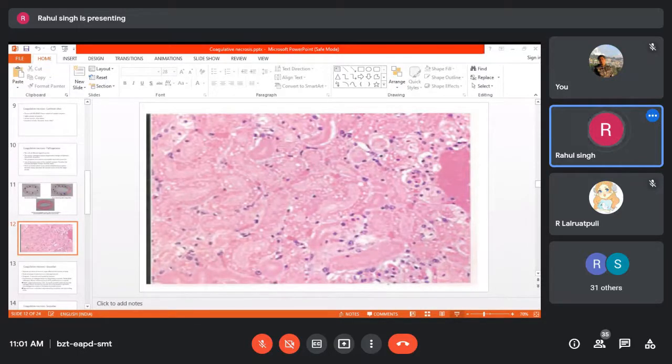This is necrosis with the presence of hemorrhage. Instead of appearing pale, the necrotic patches appear reddish in this case. You can see here, dark patches.